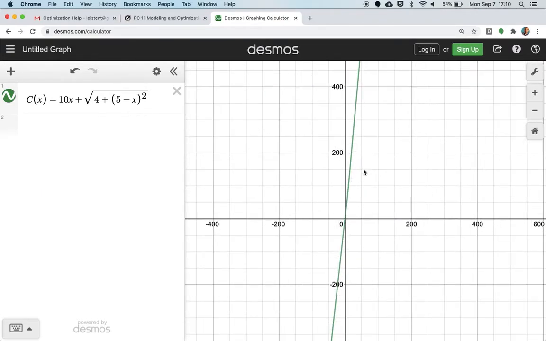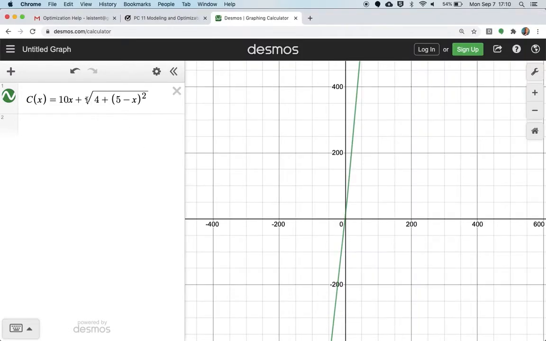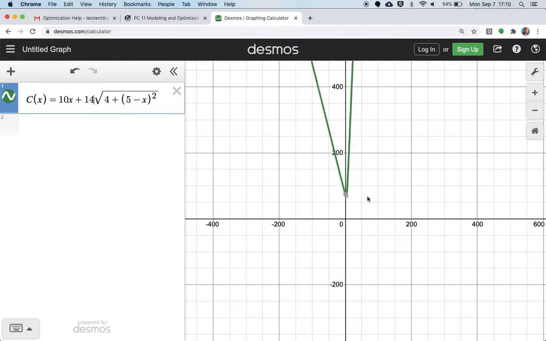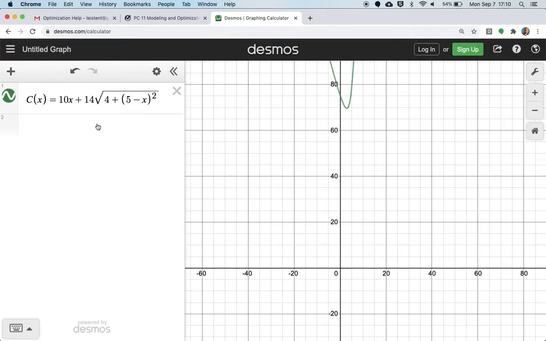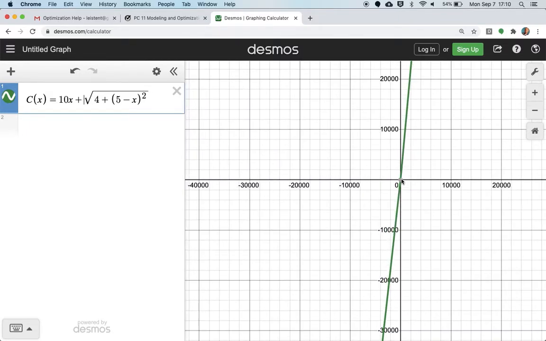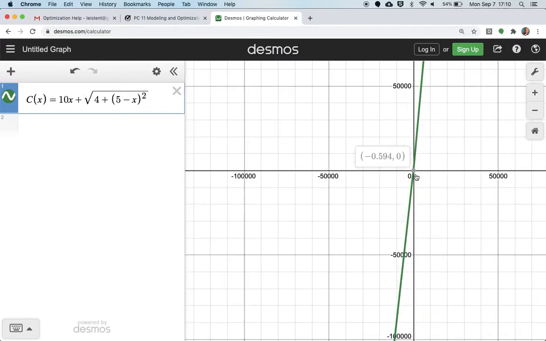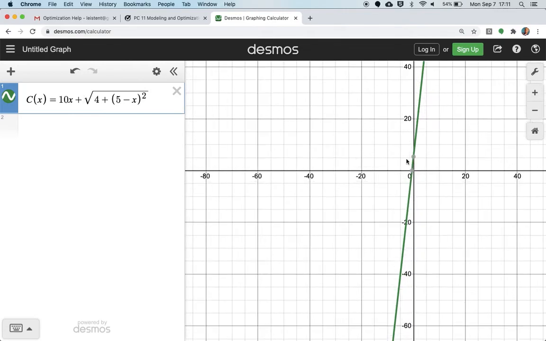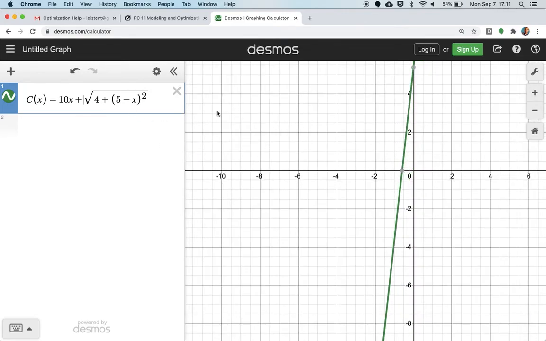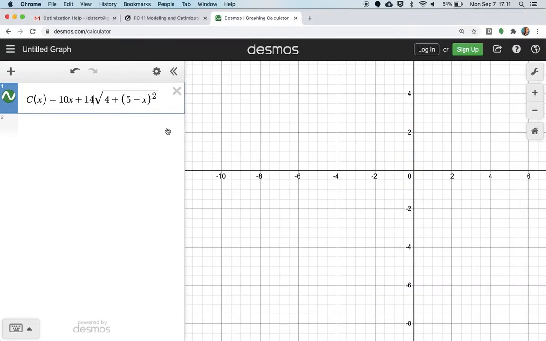Uh-oh, something's missing. Why is that not working? Oh, 14. It's $14. Hey, that makes more sense. So here's a good point: I had a graph that doesn't look right. Something's off. If I keep zooming out, there's no lowest point. It doesn't just drop off there. So something's wrong. I went back and noticed that I omitted that 14. All right, so there's that 14.